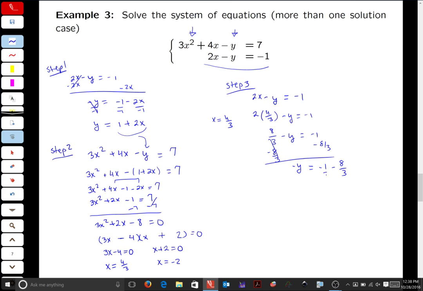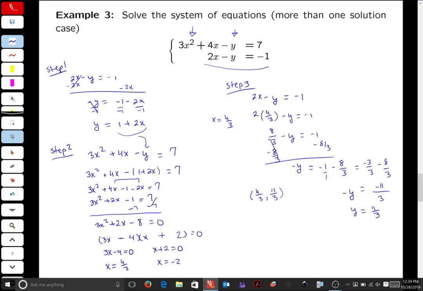That minus 1 is like a minus 1 over 1, which can become a minus 3 over 3. And then you combine your numerator. Minus 3 minus 8 is a minus 11. So minus y is equal to minus 11/3. What is y equal to? Positive 11/3. So that gives us the solution 4/3 and 11/3.